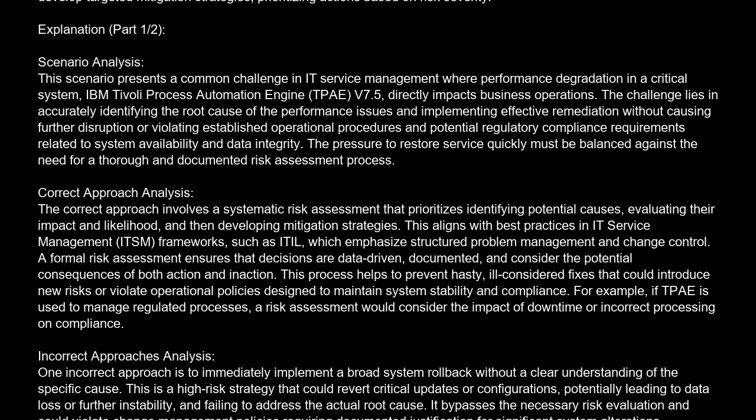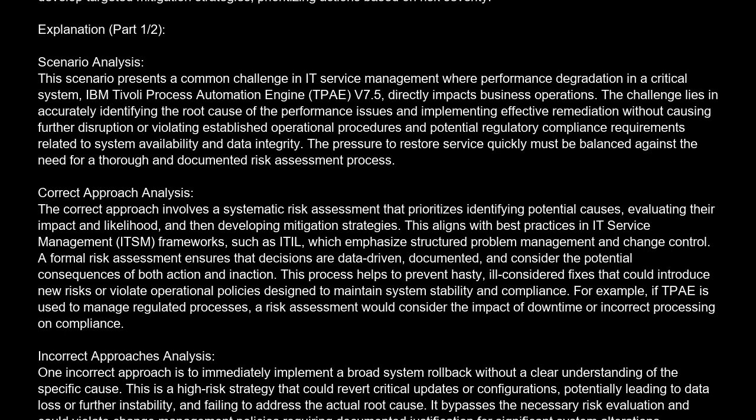Explanation. Scenario analysis. This scenario presents a common challenge in IT service management where performance degradation in a critical system, IBM Tivoli Process Automation Engine, TPAE V7.5, directly impacts business operations. The challenge lies in accurately identifying the root cause of the performance issues and implementing effective remediation without causing further disruption or violating established operational procedures and potential regulatory compliance requirements related to system availability and data integrity. The pressure to restore service quickly must be balanced against the need for a thorough and documented risk assessment process.